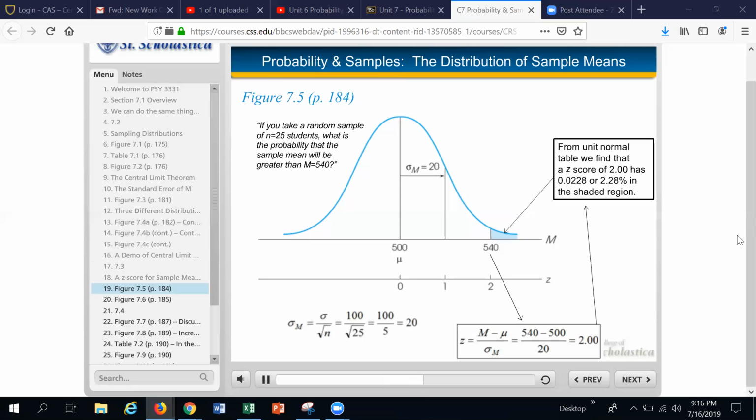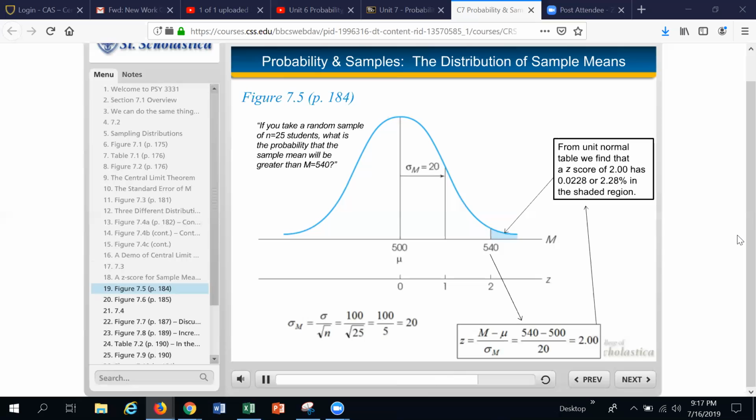I want to emphasize, however, that this in the head thing is just for conceptually understanding what is going on. In almost all realistic problems, we need to use the z formula. Next, look at the arrow drawn from the 2.0 value of z to a box in the upper right corner. This box tells us that we go to the unit normal table to find out what portion under the shaded 540 tail of the graph is associated with a z-score of 2.0.